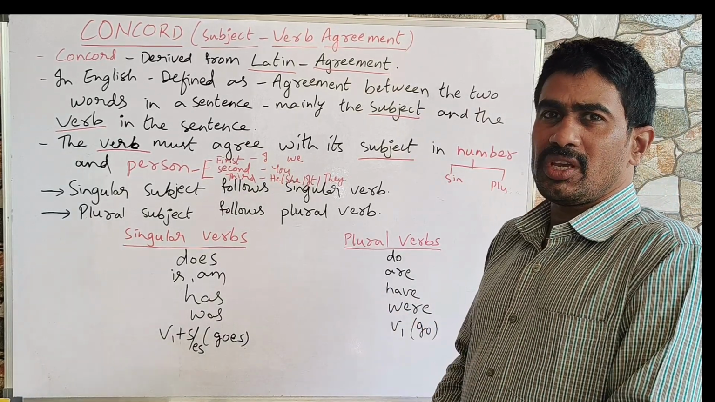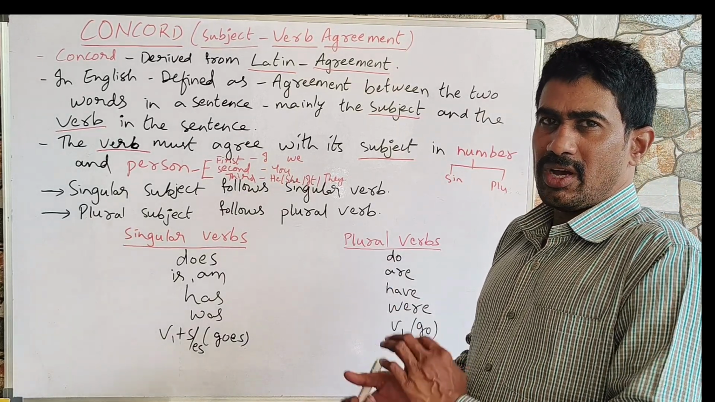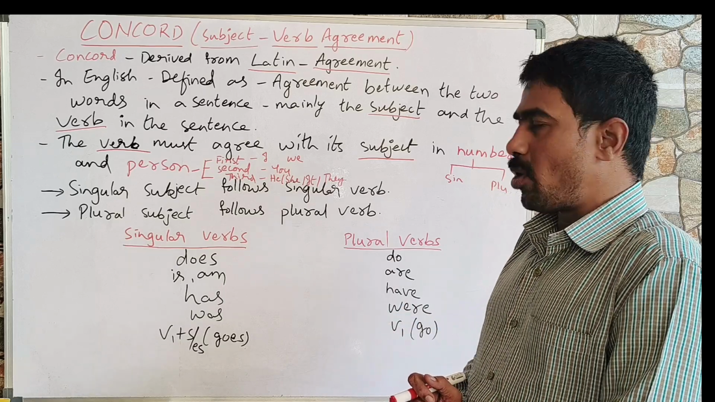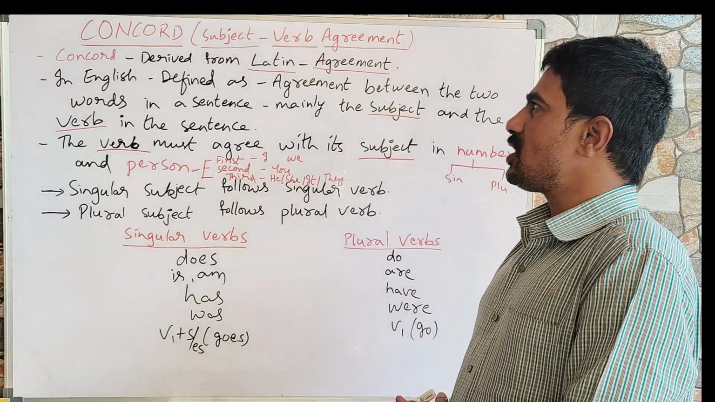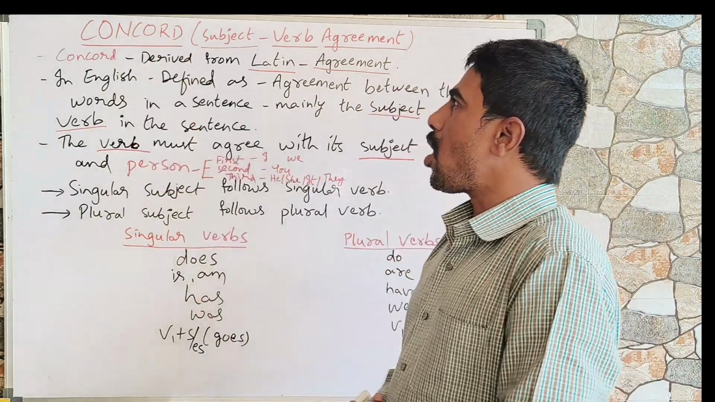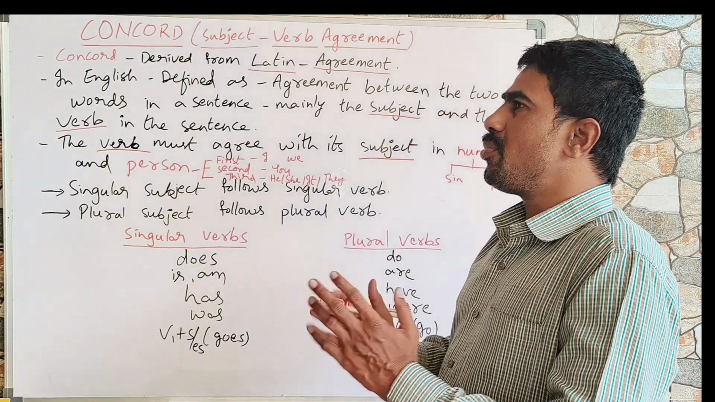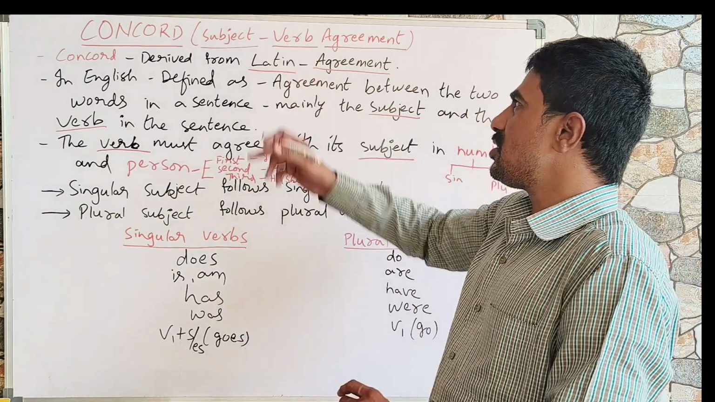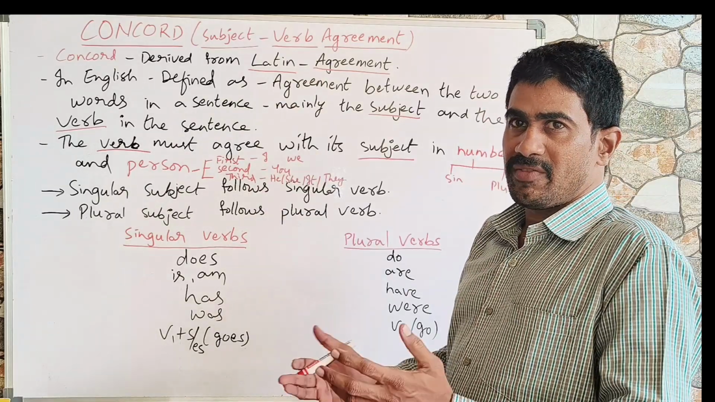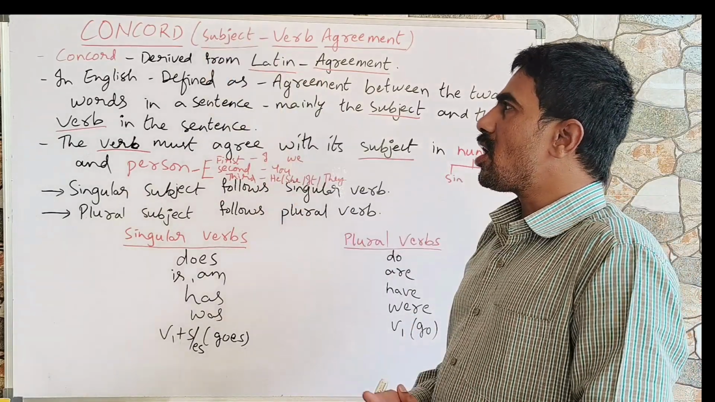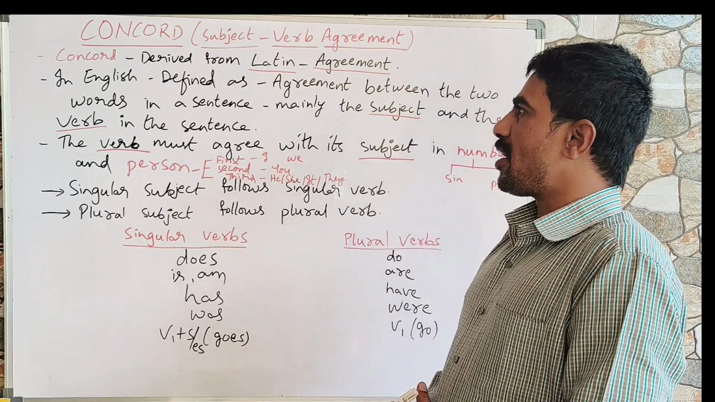We have been discussing the verbs and how the verbs function properly. In today's class, we will be discussing Concord. In simple terminology, many of the books just call it subject-verb agreement. And here, Concord means subject-verb agreement.